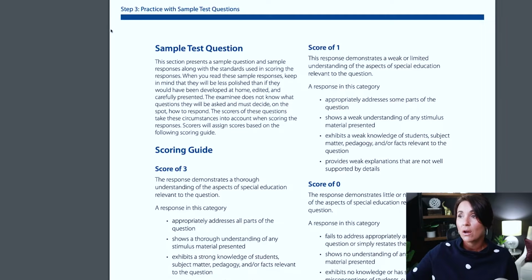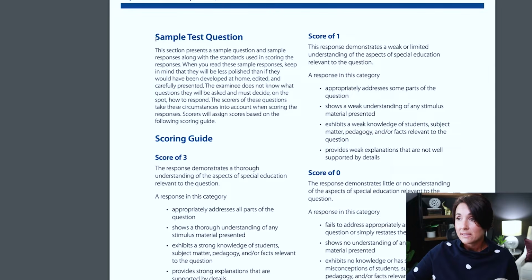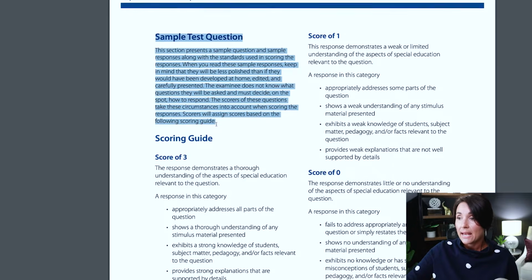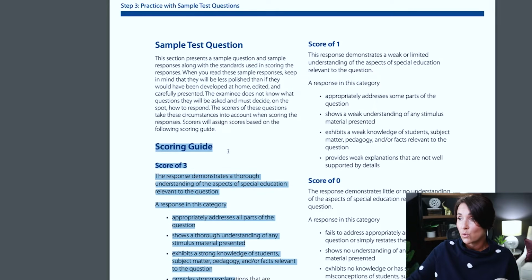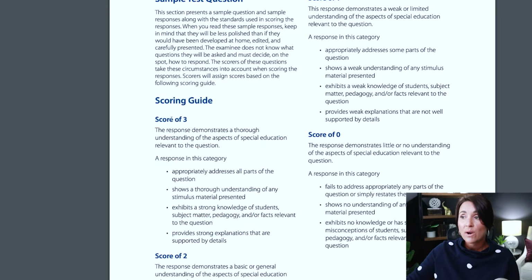Now, let's take a look at the resources they provide you here. This is on page 20, and again, we have a sample test question here. Now, they give you the scoring guide of what a 3 is, what a 2 is, what a 1, and what a 0 is. So this is where I find out what the total possible points are. For this particular constructed response, we can get as high of a score of 3.